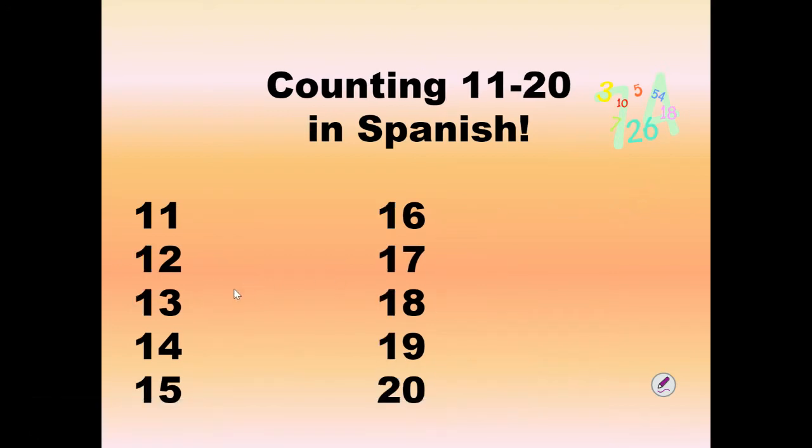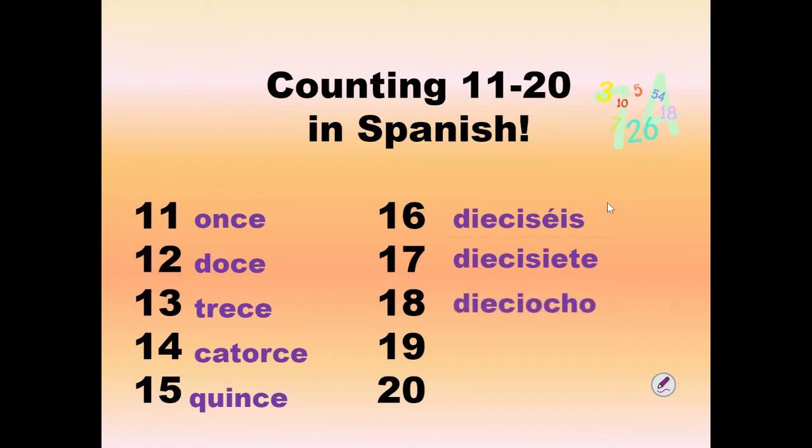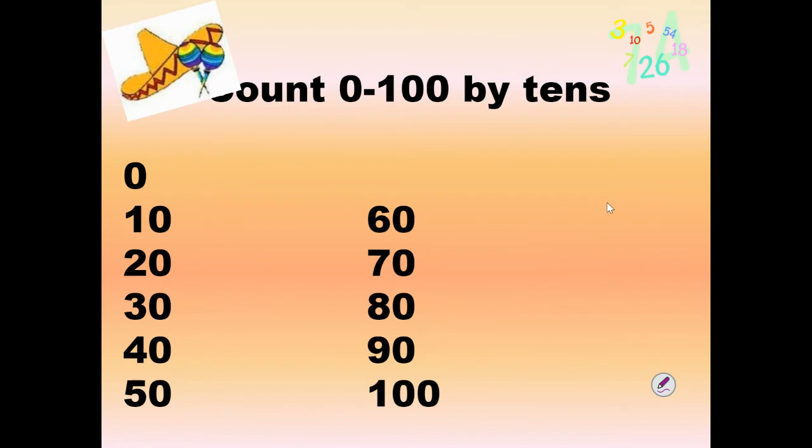And if you notice, some of these numbers look a lot like 1 through 10 too. Once, doce, trece. So like 13 and 3 look almost identical. Tres, trece. And 30 is going to look like that too. Catorce, quince, dieciséis, diecisiete, dieciocho, diecinueve, veinte. And then when you count by tens, first of all, you have cero, diez, veinte.